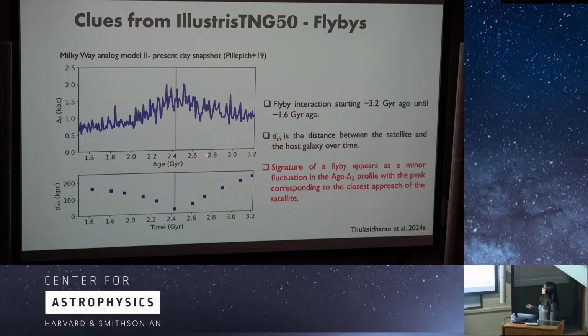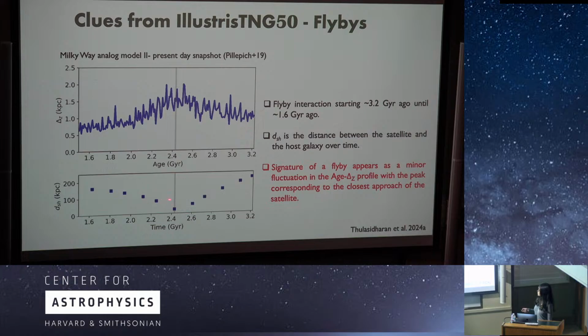And interestingly, in the age delta C relation, we can see a minor bump in the data in the stars that were born during that interaction time. And the peak of this age delta C bump corresponds to the time of closest approach of the satellite, as we can see from this diagram. So here we plot DSH, which is the distance between the satellite and the host over time. As you can see, as the satellite approaches closer and closer to the host galaxy, the vertical dispersion of the stars which were born at the time goes up.